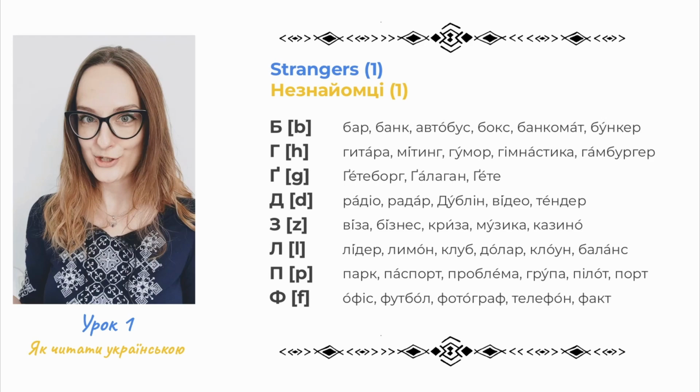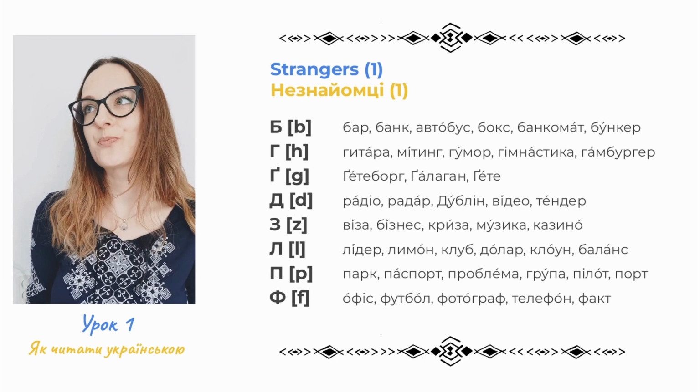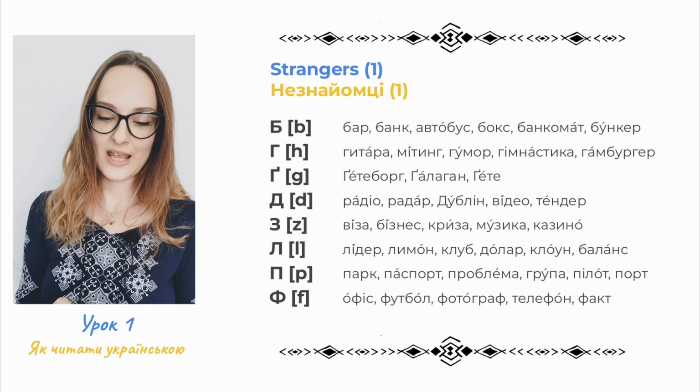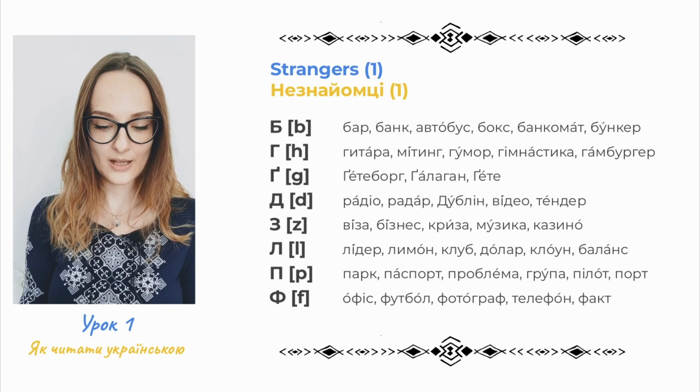Please be attentive with these letters and don't confuse them with the Latin letters and their sounds. And now we go to the strangers. These are the letters that do not exist in the Latin alphabet. They look different, and definitely you need to memorize the sounds they make. Let's see. The first one has sound B. Let's read the words.